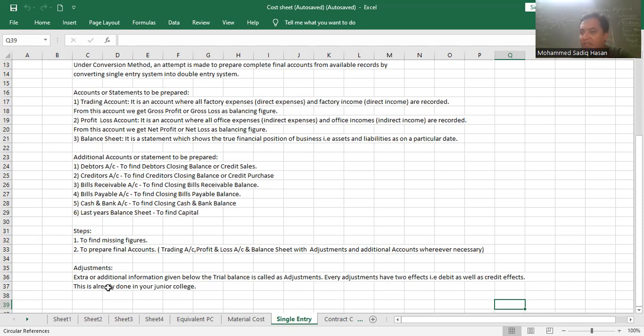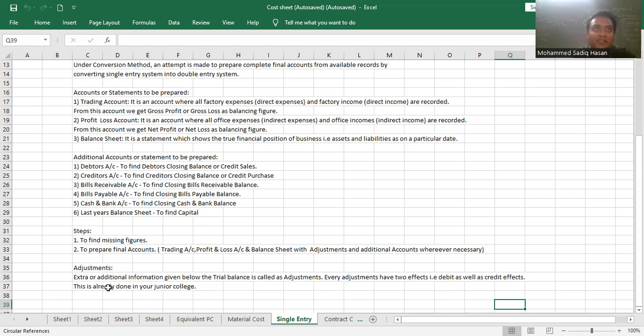And here again the adjustments are the same as what we have done previously. They talk about closing stock, outstanding expenses, prepaid expenses and so on. But also one thing, students: in 12th standard we have done the topic bills of exchange, if you remember. So there will be a few adjustments which pertain to bills of exchange also. Accordingly, you'll also have to incorporate these effects in the additional accounts.